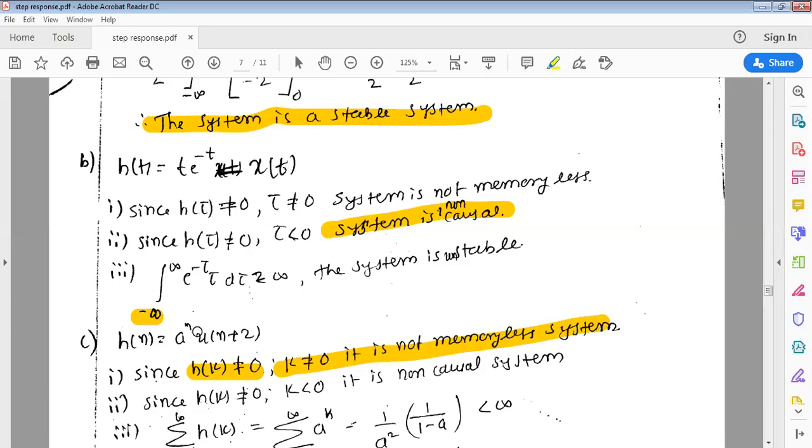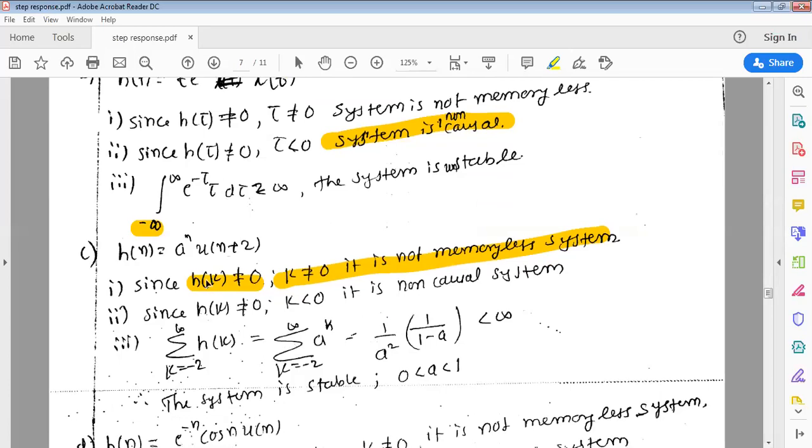If both the values are existing, or at least one of them is existing, if h of 1 is existing or h of minus 1 is existing, then you say that the system is not memoryless. That is, the system has a memory. If, let us say, it is a power into delta of n, then delta of n doesn't exist for n not equal to 0. Then you say that the system has no memory. So any values other than delta of n, you are going to get the memory.